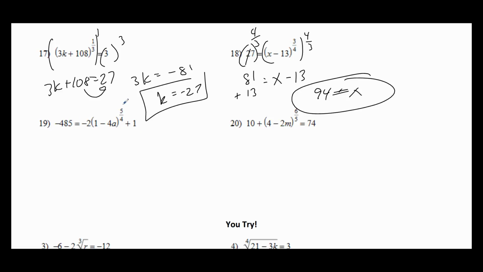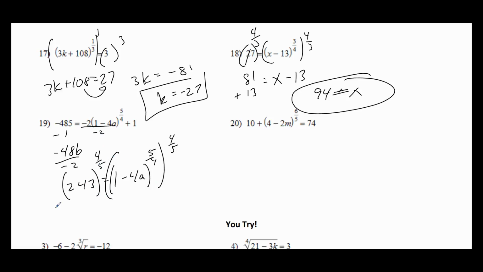Number 19. This one's a little crazy. So I want to isolate for the exponent. So I have to bring the 1 over first. So that's negative 486. Then I have to divide by that negative 2. So that gives me 243 equals 1 minus 4a, because all of that is in the index or in the exponent part, right? It's being raised to that power. Let's flip it.